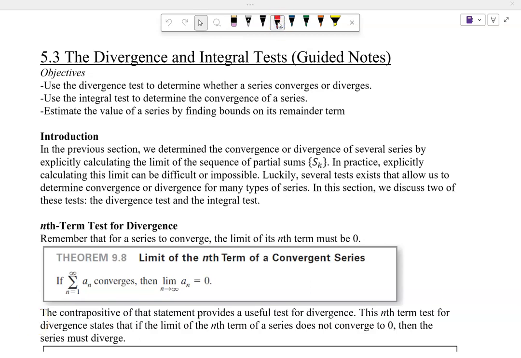So, previous section, we determined the convergence and divergence by calculating the limit of the sequence of partial sums, right? But this can be difficult, impossible at times. That's why we have some tests that allow us to determine convergence or divergence for different types of series. So, two of these we'll look at today will be the divergence test and the integral test, as well as, I should have written, the p-series test as well.